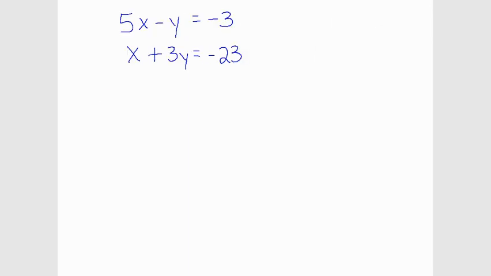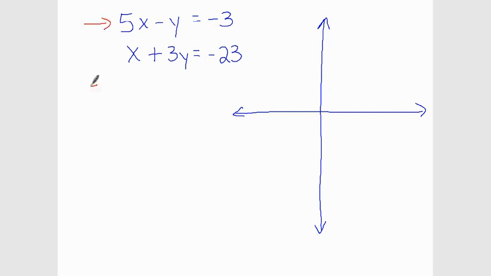This time they're both in standard form. So I'll go ahead and plot my axes. Okay. We're going to have to do intercept form for both of them. So I'll do this first one in red like I've been doing. So I'll solve for y-intercept first.